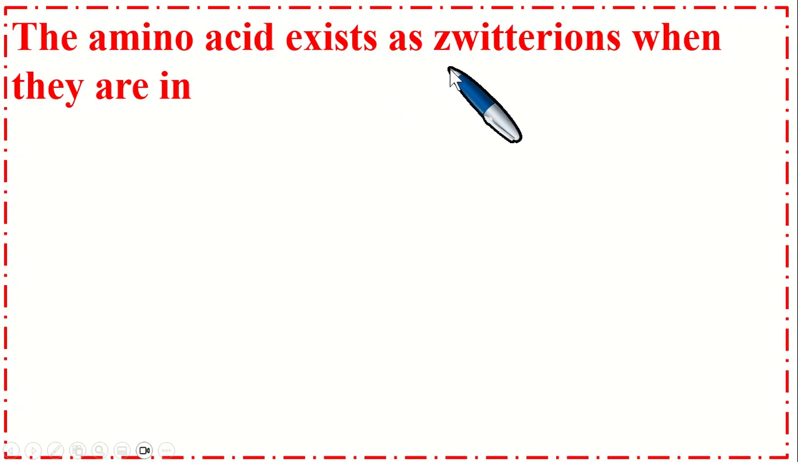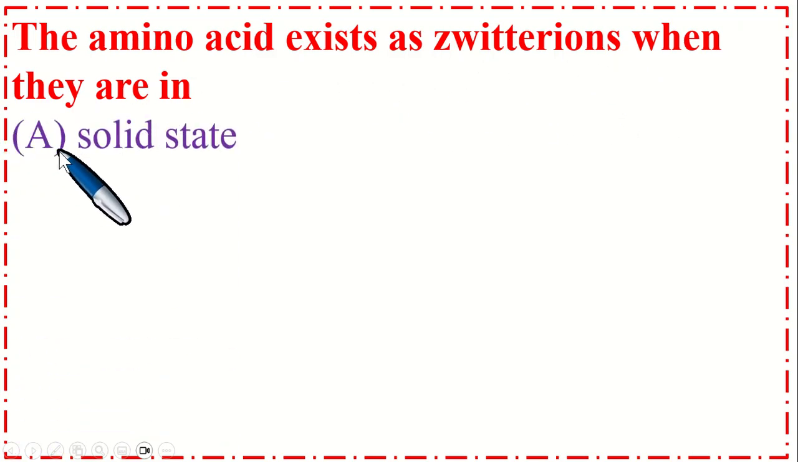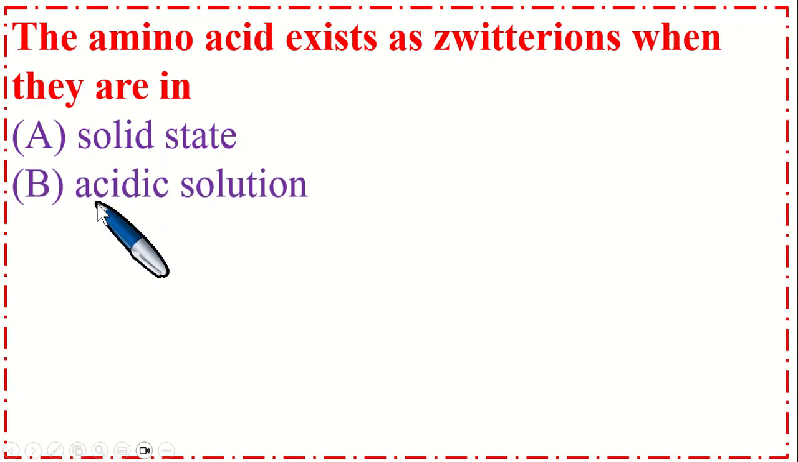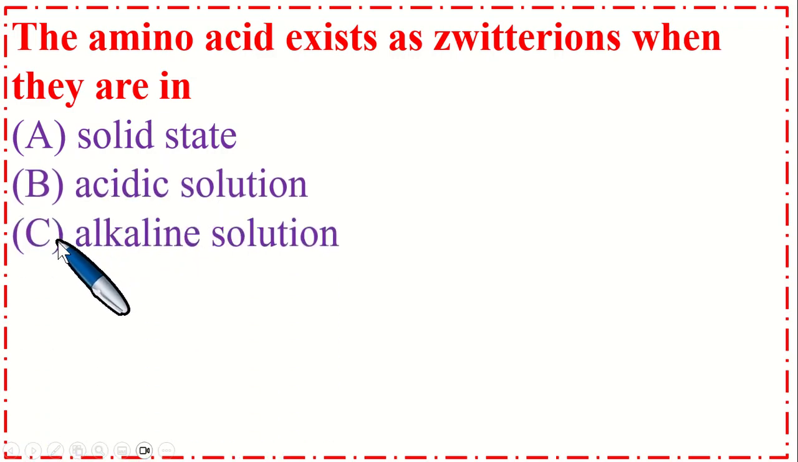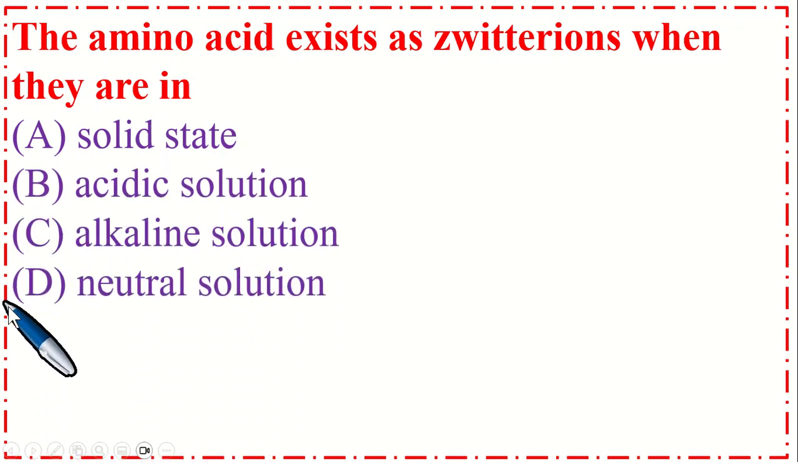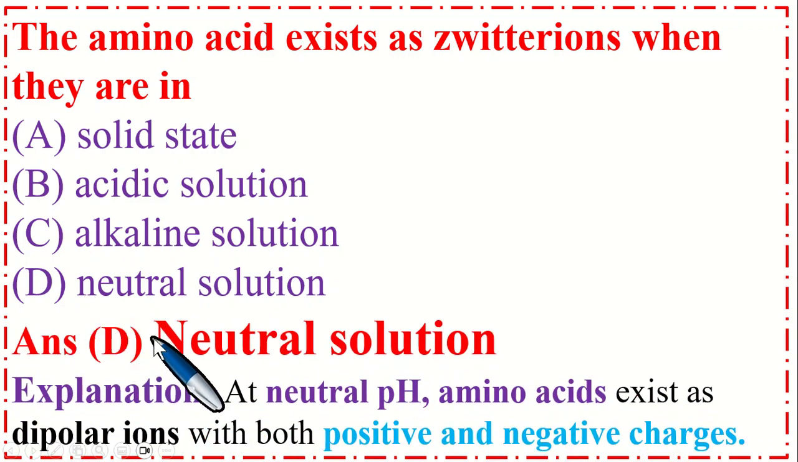The amino acid exists as zwitterions when they are in option A solid state, B acidic solution, C alkaline solution, and option D neutral solution. So the correct option is D, neutral solution. At neutral pH, an amino acid exists as a dipolar ion with both positive and negative charge.